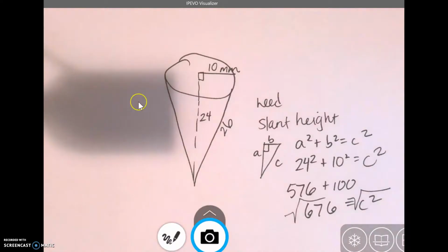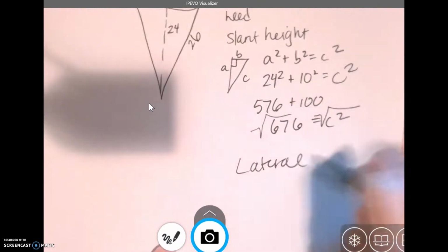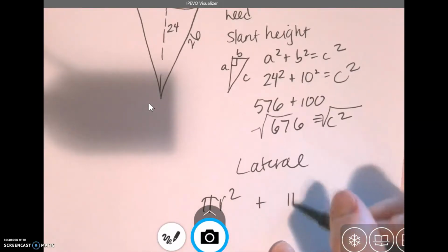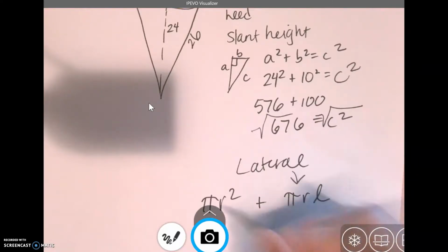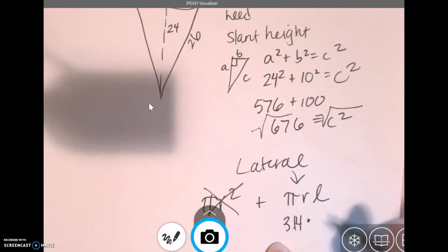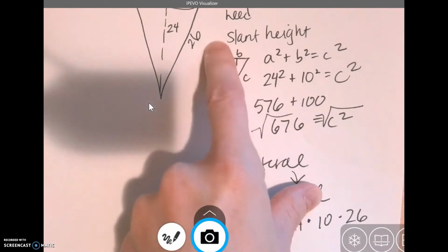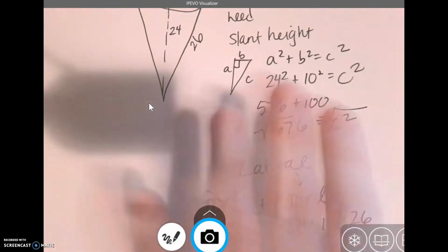Alright, so now we have our slant height, and now they're saying just find the lateral surface area. So lateral means side. So pi r squared is the base, and then pi r l is the lateral. That part's the lateral. So we're not doing the base part. Okay, so we do pi times the radius times the slant height, and that will give us the lateral surface area. The reason why I had to do this step is because they didn't give us the slant height. If they gave me the slant height, I don't have to do all this extra Pythagorean Theorem stuff.